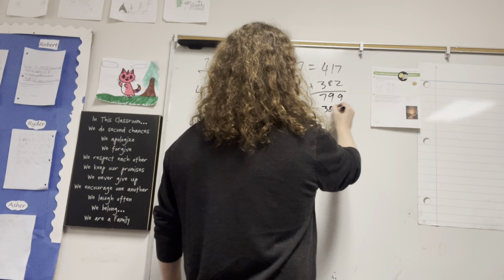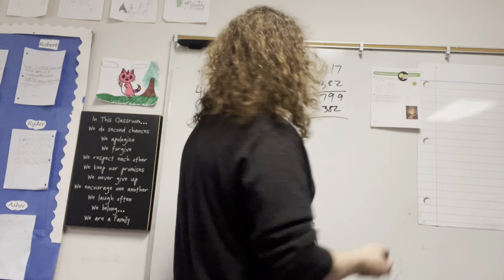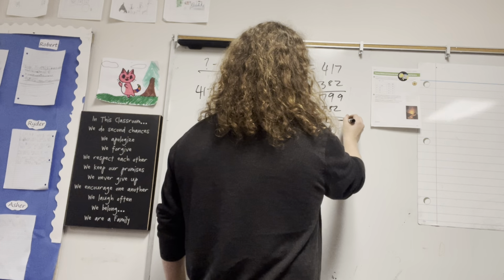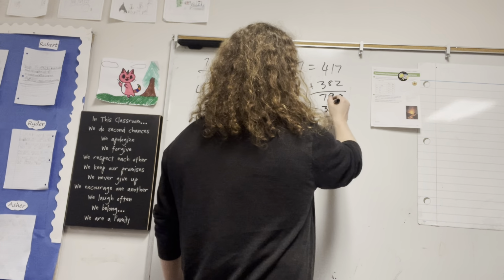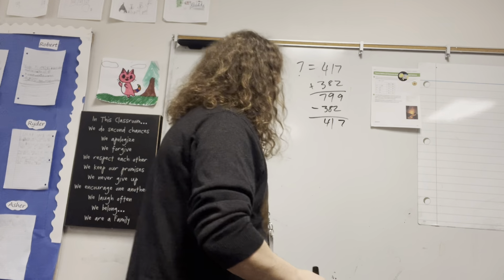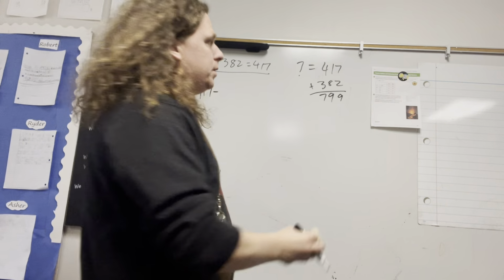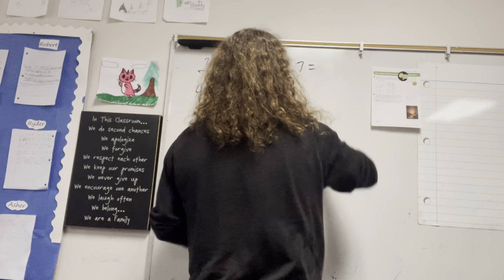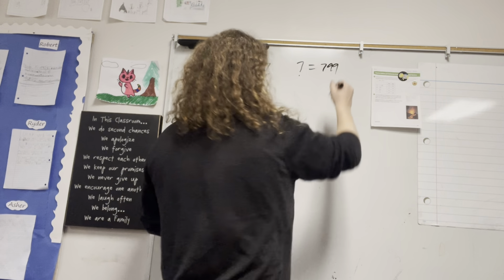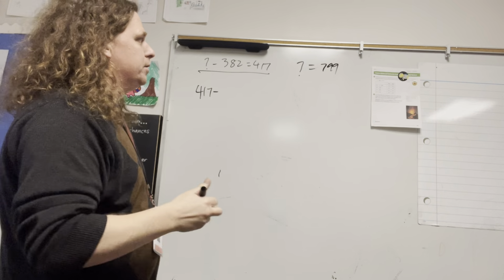799 minus 382 should equal 417. 9 minus 2 is 7, 9 minus 8 is 1, 7 minus 3 is 4. Okay, so the question mark equals 799. I think that's good information to have. So which of these will give us the right answer?